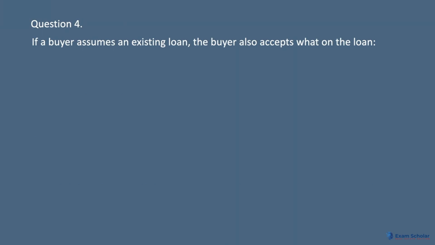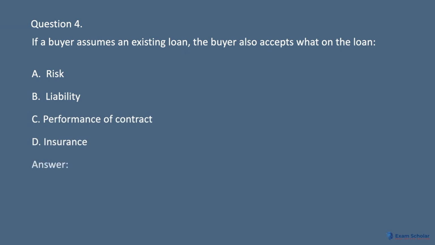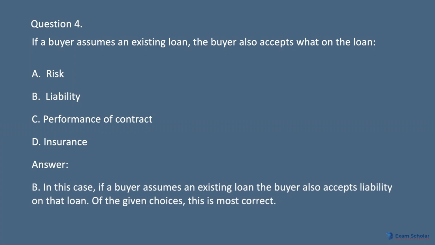Question 4. If a buyer assumes an existing loan, the buyer also accepts what on the loan? A. Risk. B. Liability. C. Performance of contract. D. Insurance. Answer B. In this case, if a buyer assumes an existing loan, the buyer also accepts liability on that loan. Of the given choices, this is most correct.